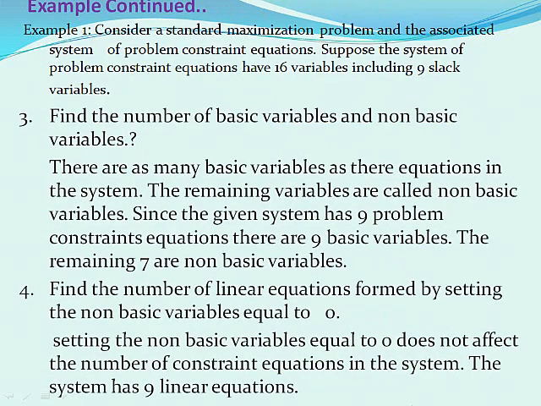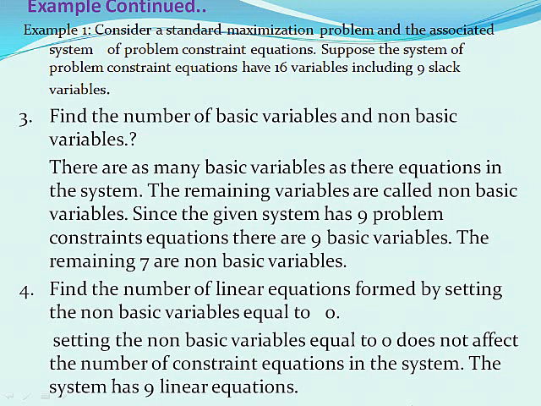And question 3, find the number of basic variables and non-basic variables. There are as many basic variables as there are equations in the system. The remaining variables are called non-basic variables. Since the system has 9 problem constraints, there are 9 basic variables. The remaining 7 are non-basic variables.